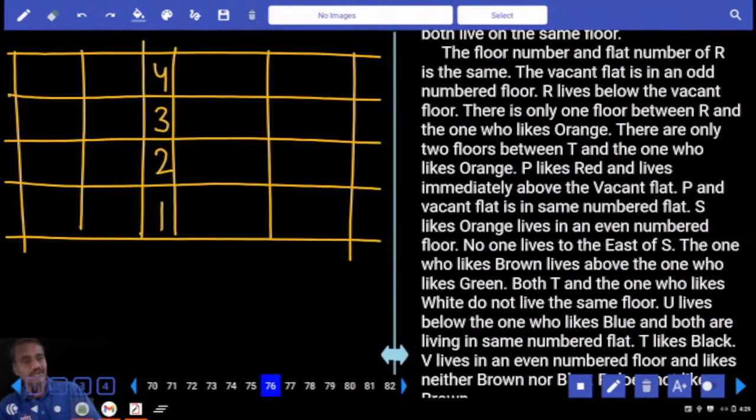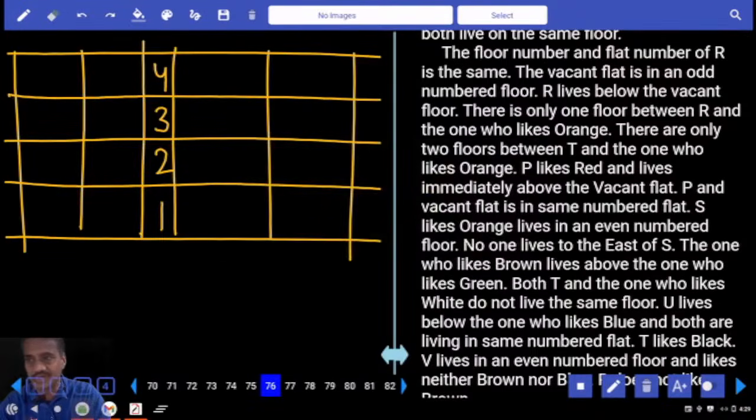And the floor number and flat number of R are the same. What does it mean that the floor number and flat number of R are the same? R can be first floor, first flat, or second floor, second flat. The floor number and flat number are one and the same. Third floor, is it possible? No, because a third flat is not there, so it is not possible. First floor, first flat, or second floor, second flat.